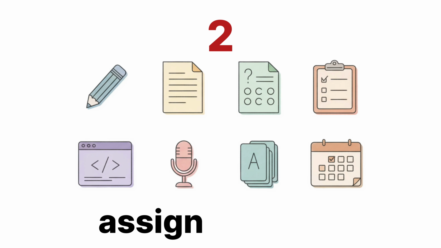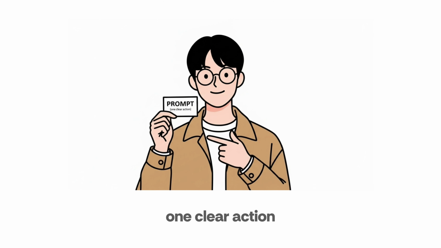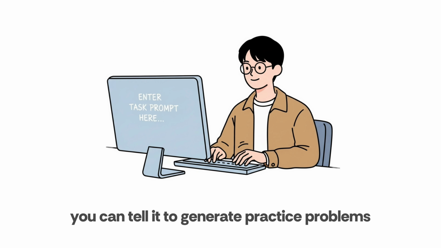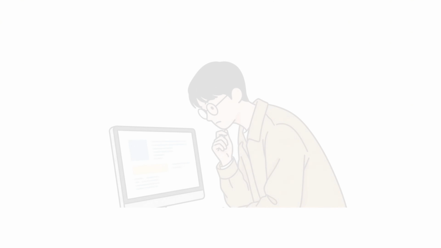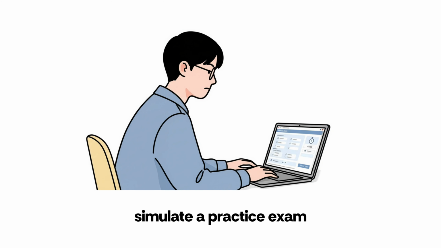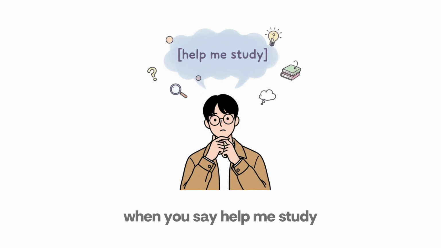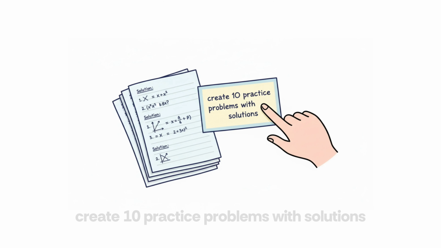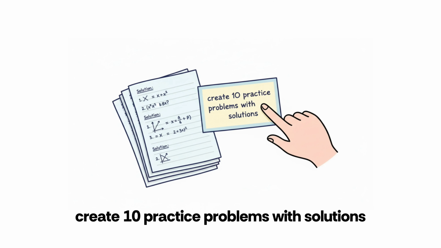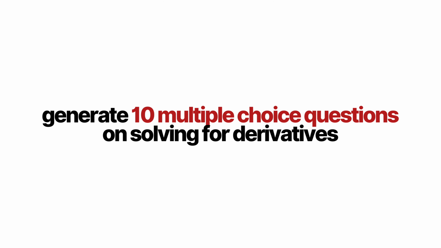Step 2. Assign the task. Tell ChatGPT exactly what to do. One clear action. You can tell it to generate practice problems, create a study guide, explain this concept, or simulate a practice exam. Why does this work? Because clarity eliminates ambiguity. When you say, "Help me study," ChatGPT just guesses. But when you say, "Create 10 practice problems with solutions," it executes. For example, generate 10 multiple choice questions on solving for derivatives.